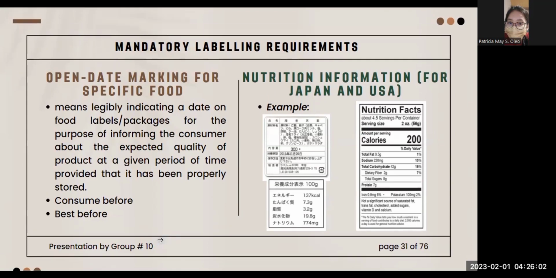Next is the open date marking for a specific food. It means legibly indicating a date on food labels or packages for the purpose of informing the consumer about the expected quality of the product at a given period of time, provided that it has been properly stored. Ito yung makikita nyo sa expiration date, yung consume before or best before.